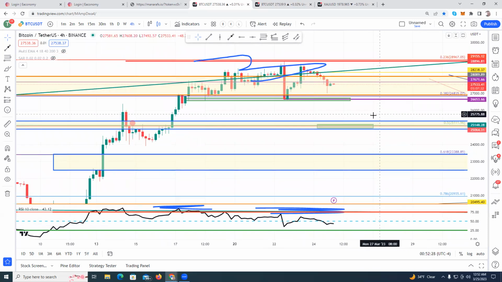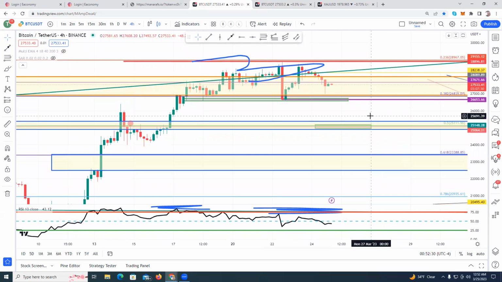Now, my analysis is invalid with a break and close above 29,000. My analysis is disrespected and a complete disaster if we have a break and close above 29,000 on the 15-minute time frame.